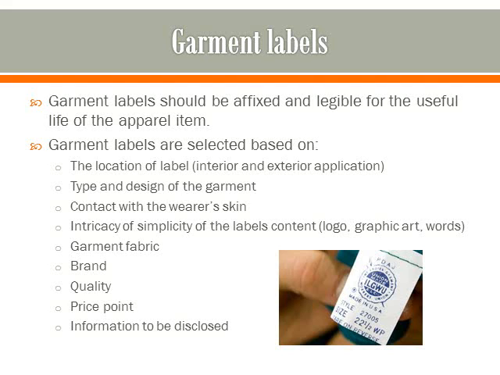Garment labels are selected for an item based on location of the label. Are we going to put it on the inside or the outside? The type and design of the garment itself, how the label will come in contact with the wearer's skin, the intricacy or simplicity of the label's content, such as logos, graphic art, or words. What is the fabric of the garment? What is the brand? What's the overall quality, price point, and then how much information do we want to disclose?